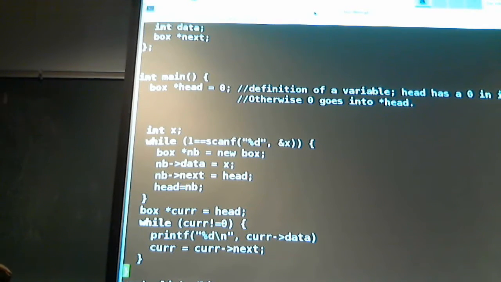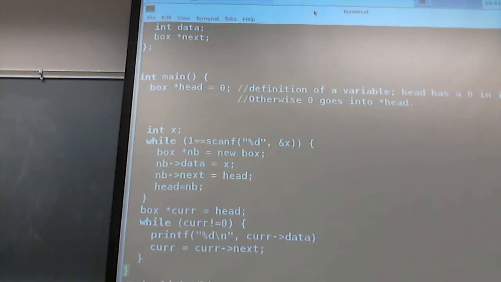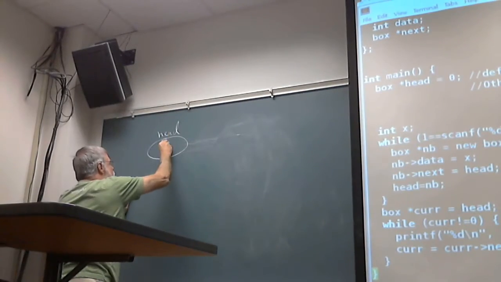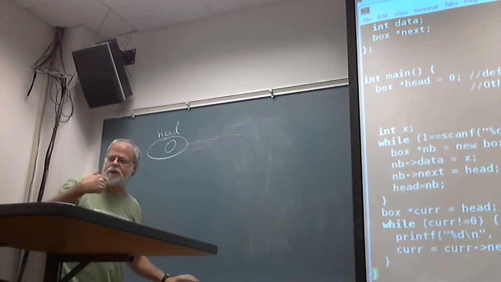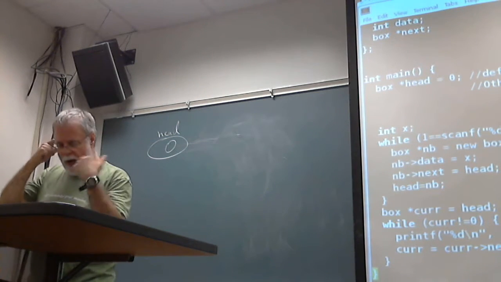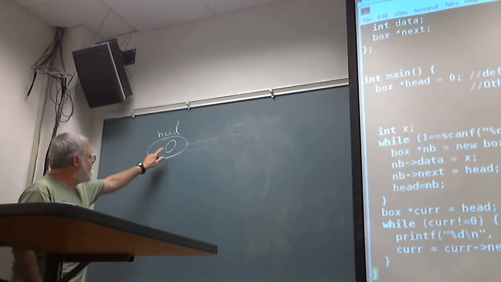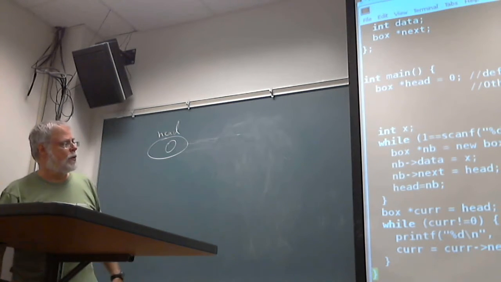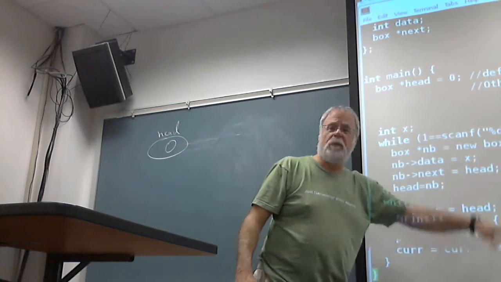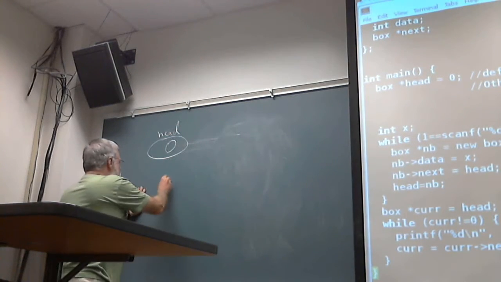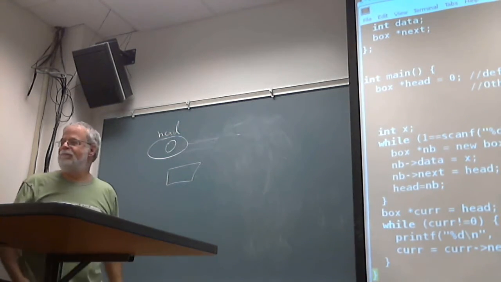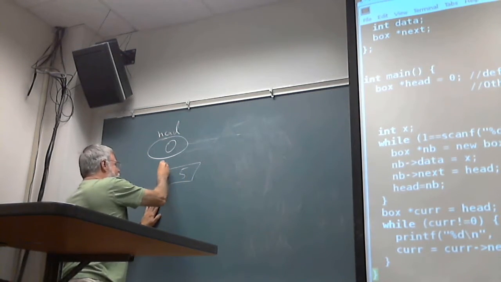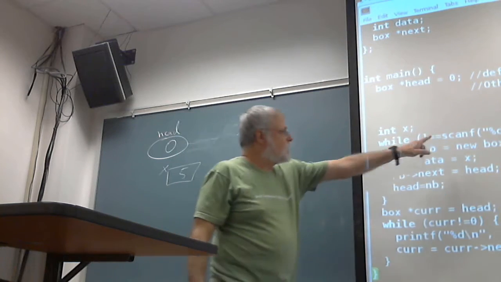Would you cut the lights back on again? Okay. We're going to start off with head having a 0 in it. 0 is an address that means we're out of addresses. So head has a 0 in it. And let's say we run this scanf and we get a number, and we put it in X. So give me a number. 5. That's a good number. We put it in X, and that's here.